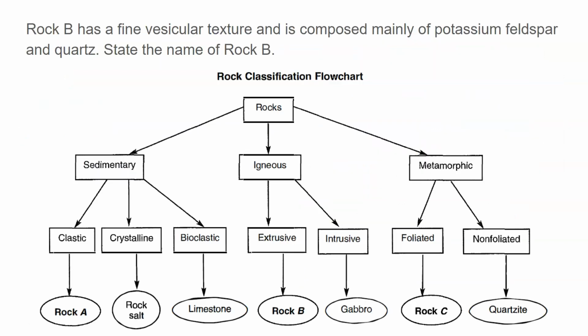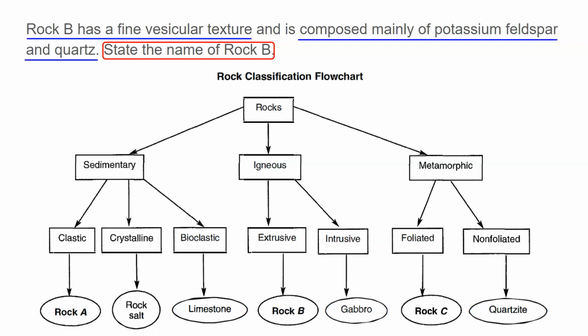This question implements a flowchart. So if you've never read one before, you start at the top and follow the arrows down. So we're looking for the name of rock B. Okay, what do we know about the rock? Besides what's in the flowchart, we know that it has a fine vesicular texture, and is composed mainly of potassium feldspar. From the flowchart directly, we can work backwards from rock B. We figure out that it's extrusive, as well as an igneous rock.